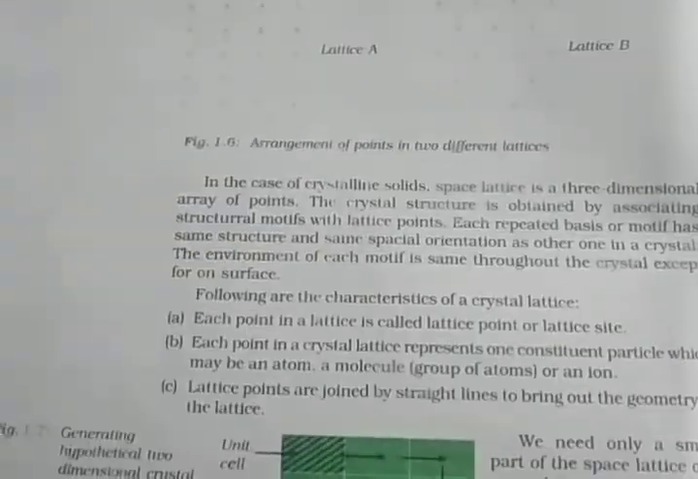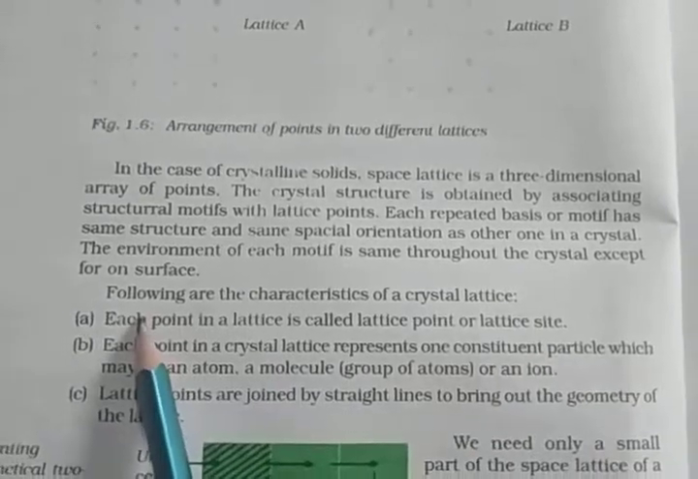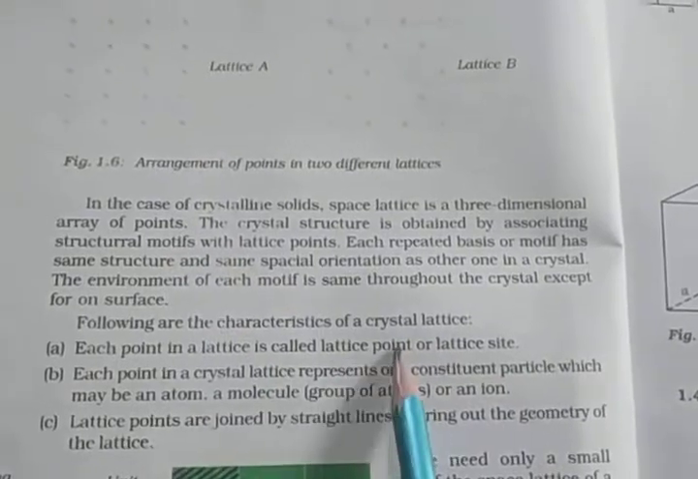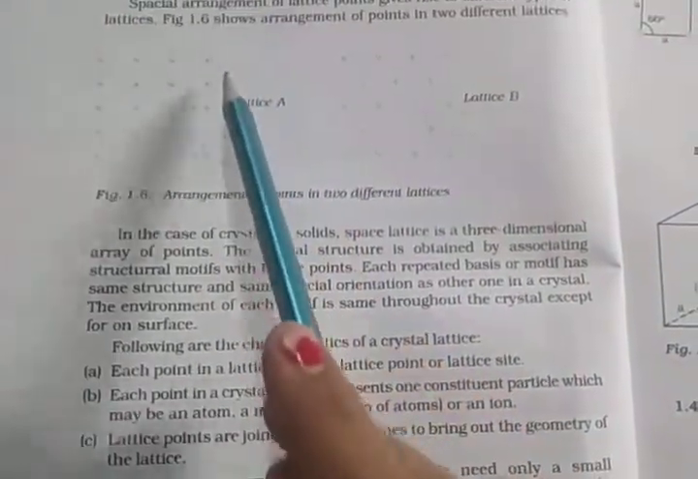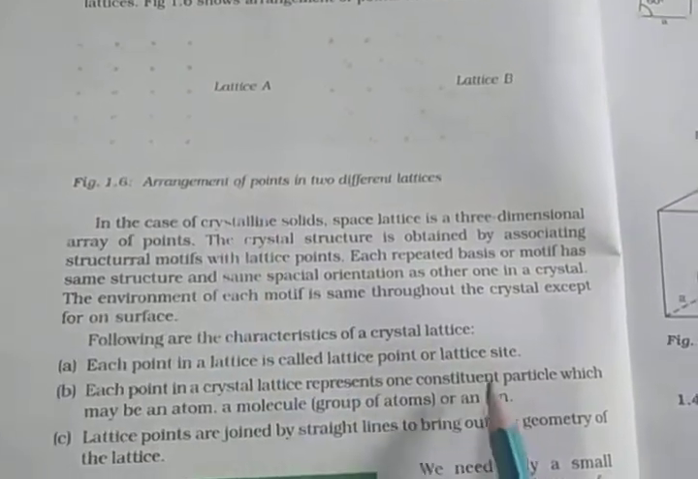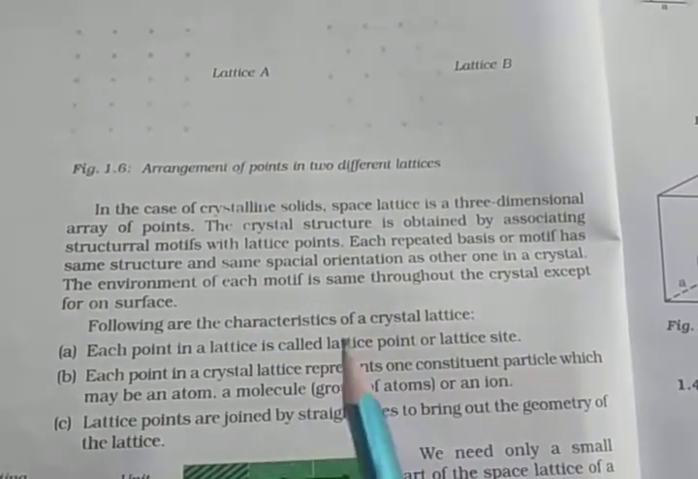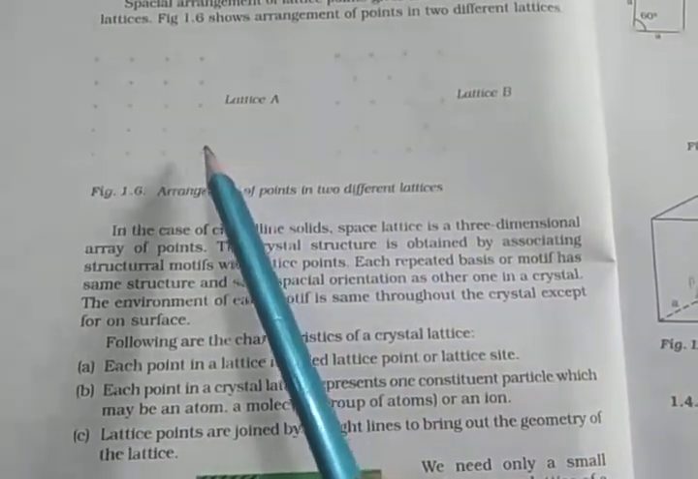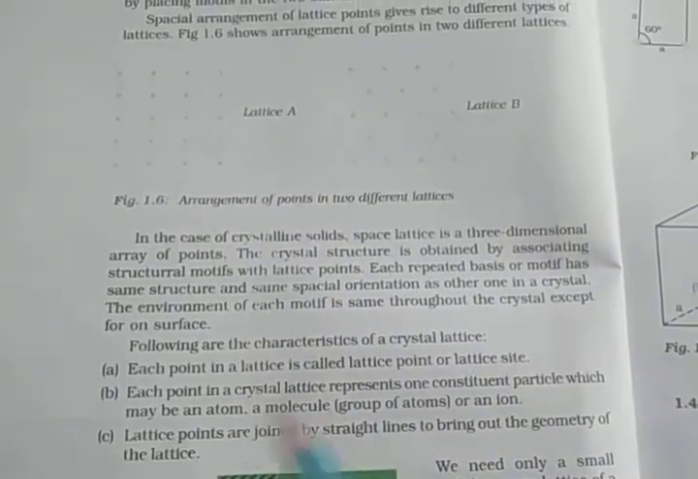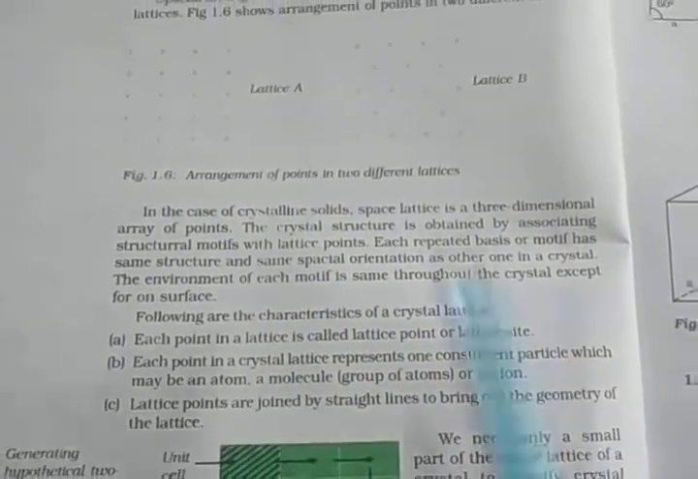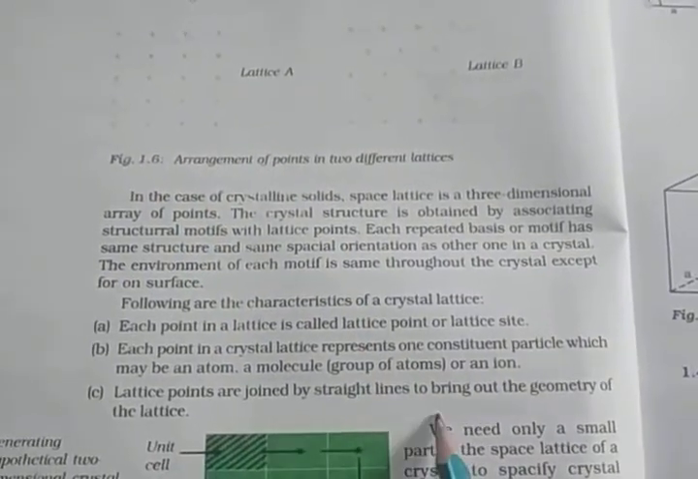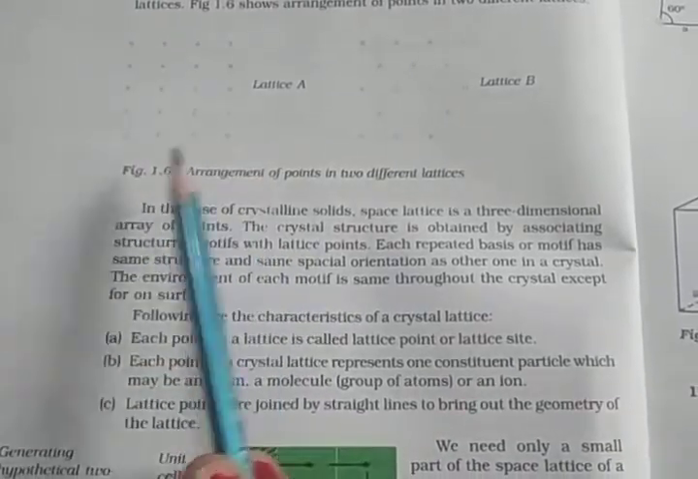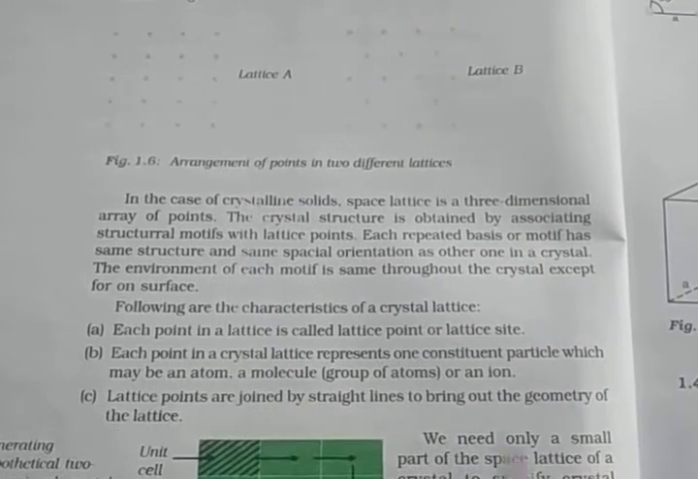So what are the following characters of the crystal lattice? First, each point in a lattice is called a lattice point, or otherwise a lattice site. Clear? Then, each point in a crystal lattice represents a constituent particle, which may be an atom, a molecule or an ion. Then lattice points are joined by straight lines to bring out the geometry of the lattice.